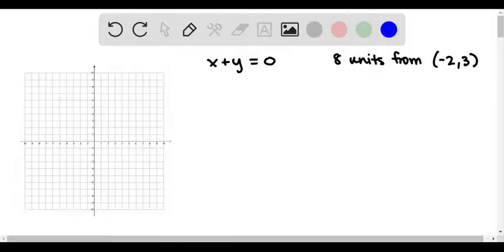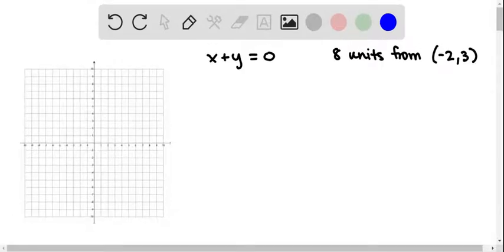Okay, I'm going to start by sketching the situation to have a visual for what's going on. So we want points that fall on the line x plus y equals 0. We can also write that equation as y equals the opposite of x. So we want points that fall along this line here. Okay, and also those points are 8 units from the point negative 2, 3.